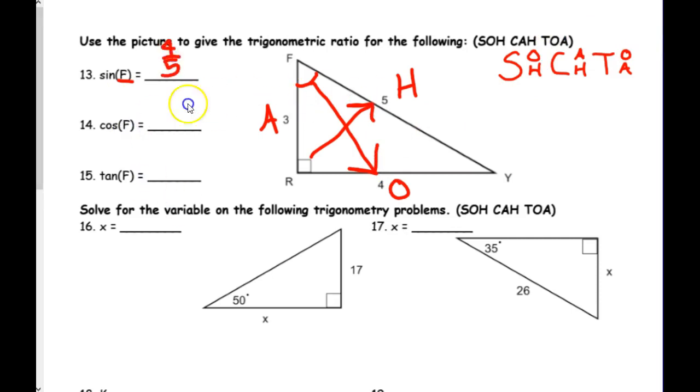Cosine, A over H. 3 over 5. That's it. Tan, O over A, 4 over 3. That's it. And that's it. Now, that's just the ratios. Like it says, ratios. Number 16, though, we're actually solving for x. So now we're going to set it up and solve it. So let's do that.